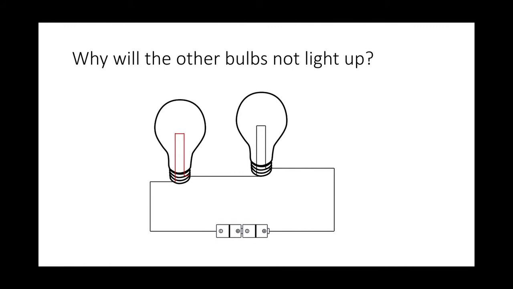So let's assume that the bulb on the left side fuses. When it fuses, as I was telling you, the filament will be gone. So now the filament is gone, which means there's a gap here. Now this is what you call an open circuit. Because it is now an open circuit, the electricity cannot flow through anymore. And therefore, that's why this one will also not light up.